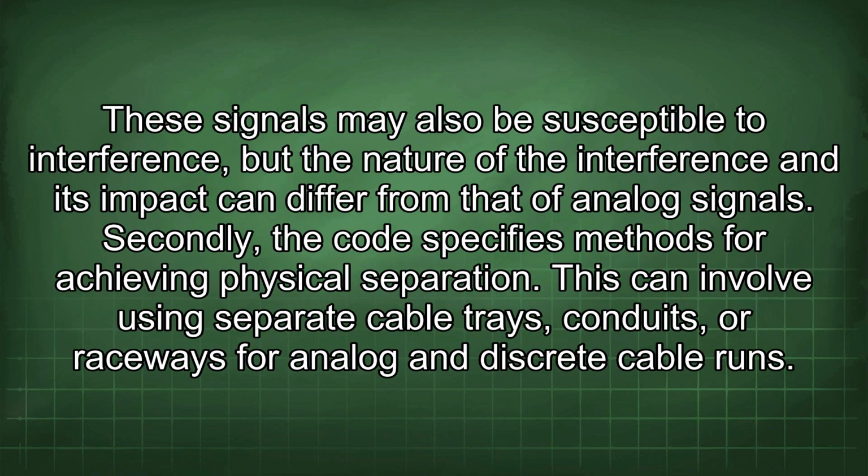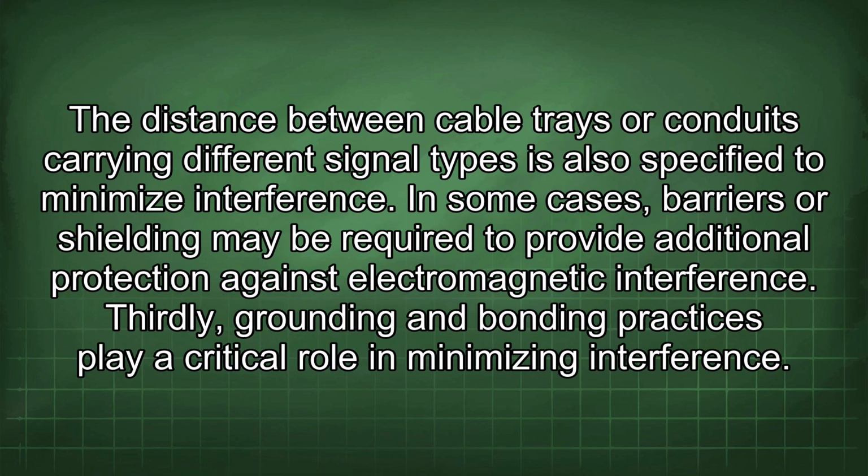These signals may also be susceptible to interference, but the nature of the interference and its impact can differ from that of analog signals. Secondly, the code specifies methods for achieving physical separation. This can involve using separate cable trays, conduits, or raceways for analog and discrete cable runs. The distance between cable trays or conduits carrying different signal types is also specified to minimize interference. In some cases, barriers or shielding may be required to provide additional protection against electromagnetic interference.